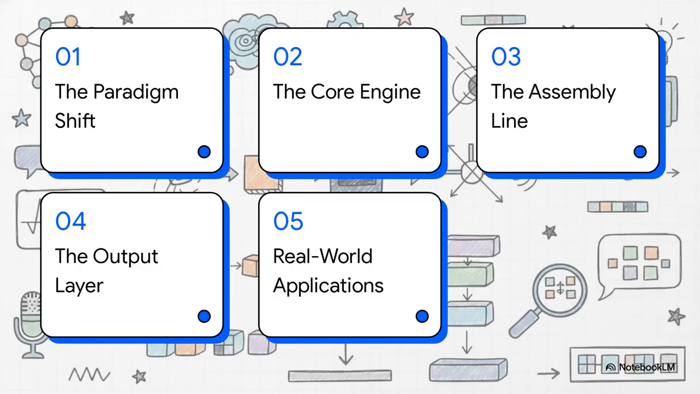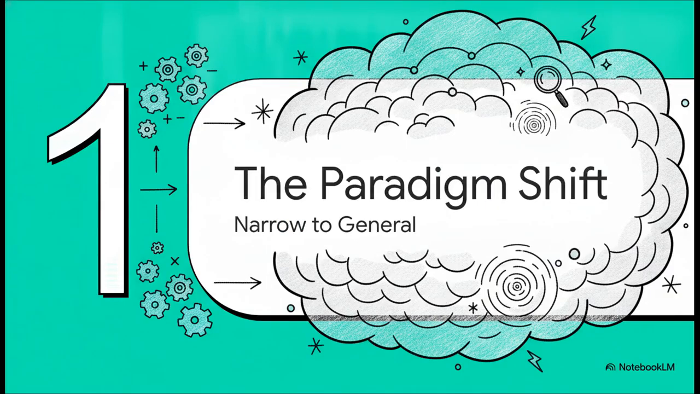Okay, let's map out our curriculum. First up, the paradigm shift, then the core engine, followed by the assembly line. After that, we'll look at the output layer, and finally, wrap up with some real-world applications. So, part 1, the paradigm shift from narrow to general AI.